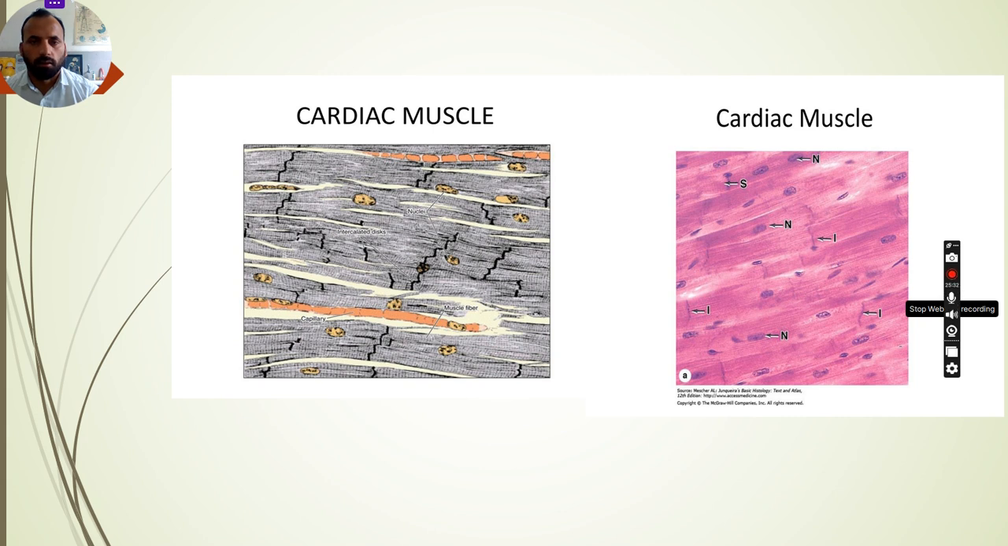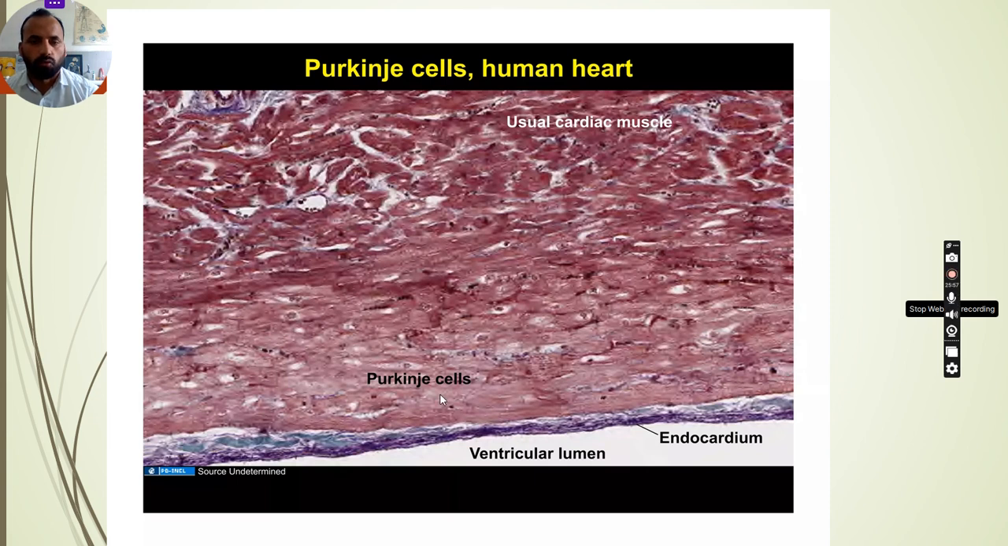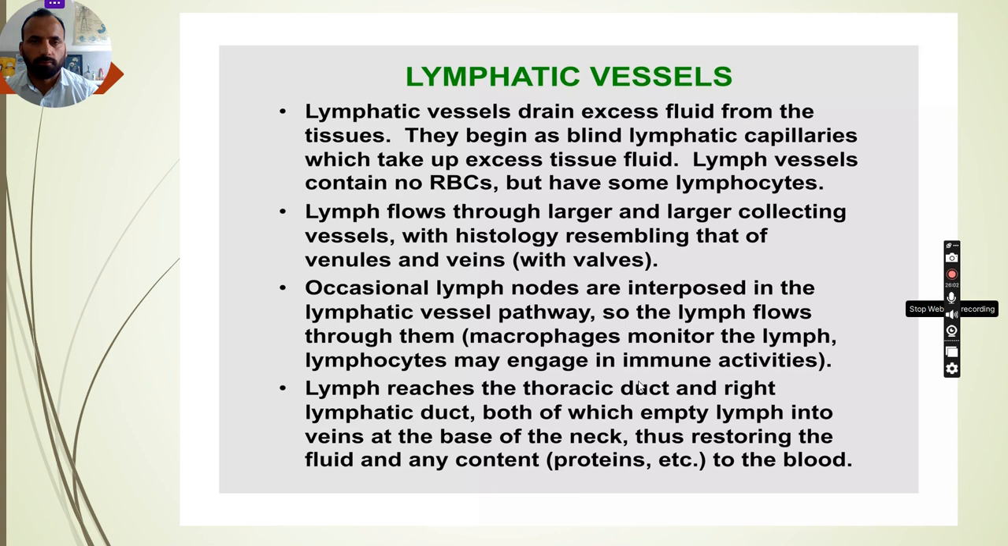The basic thing you find in cardiac muscle is the intercalated discs, and there will be striations, but not like the skeletal muscle striations. You can find small striations in cardiac muscle also, but the basic structure is the intercalated discs present between the cells. This is the diagrammatic representation. On the right side, you can find the arrow here. These are intercalated discs. Besides this, you can find the Purkinje cells also in the heart.